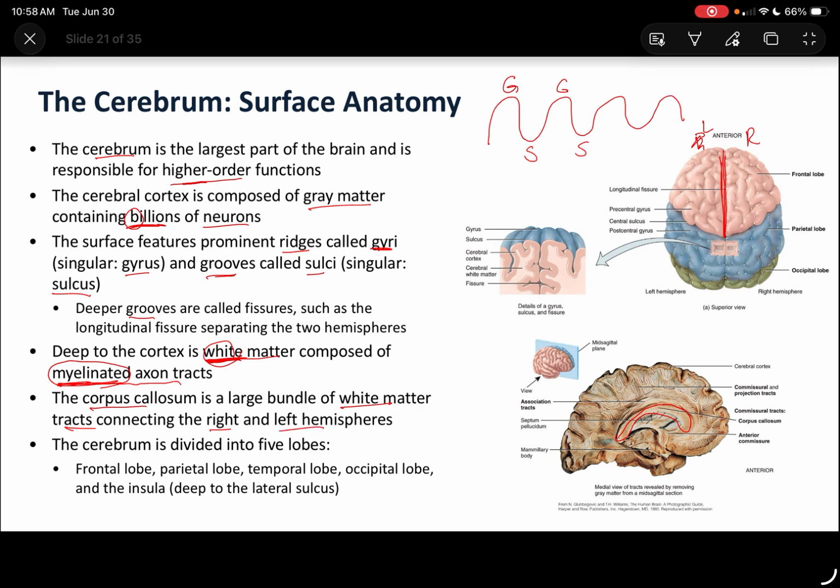Now, the cerebrum gets divided into 5 lobes, and they're pretty similar to the 5 cranial bones. We've got our frontal lobe. Our parietal lobe is going to be over here, in the middle. Temporal lobe is going to be kind of on the side; you don't really see that one super well here. Occipital lobe is in the back. And then the insula is going to be deep to that lateral sulcus. It's kind of tucked up in there.